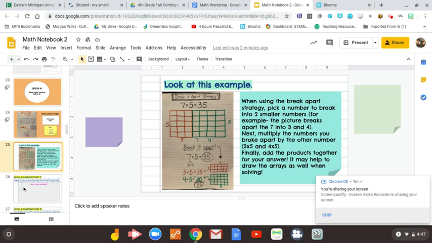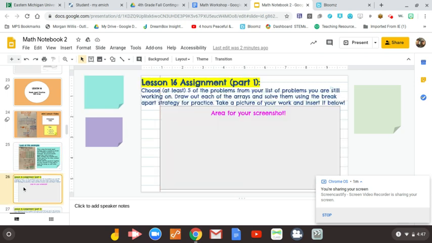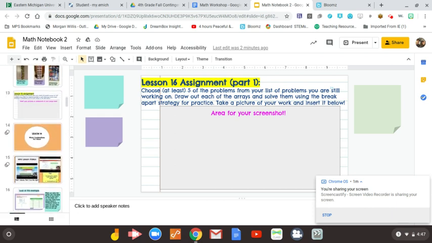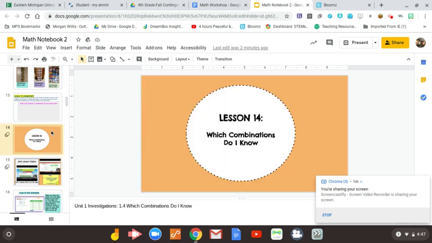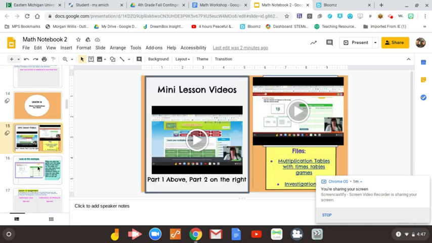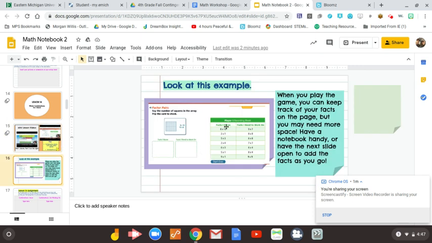What you're going to be doing for your assignment for today is pretty straightforward. A couple of lessons ago, in lesson 14, you were working on the combinations I know. You were able to go through the flashcards and make a list of the facts that you know and the facts that you're still working on.